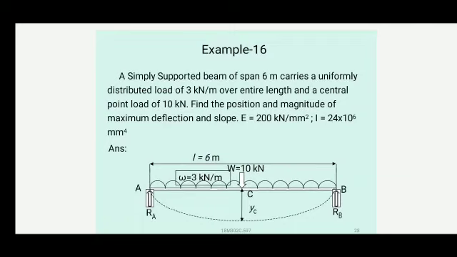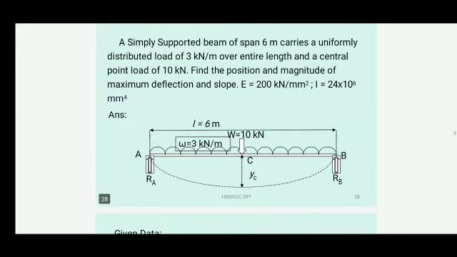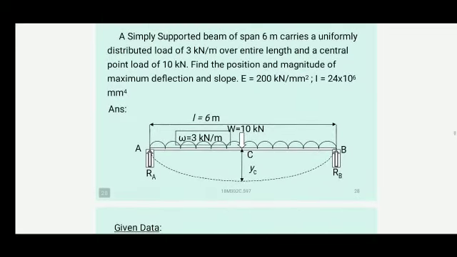So according to the problem, we can draw the simply supported beam with supports at the ends, the uniformly distributed load, small w is equal to 3 kilonewton per meter, and capital W point load acting at the middle of the span, that is 10 kilonewtons. So we can show it on the diagram according to the problem.